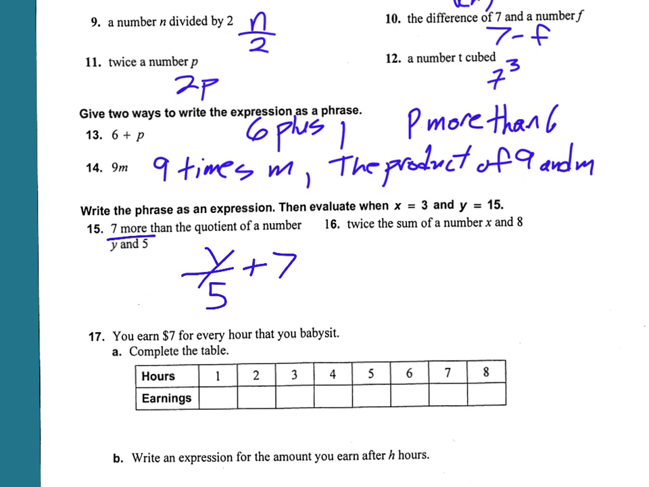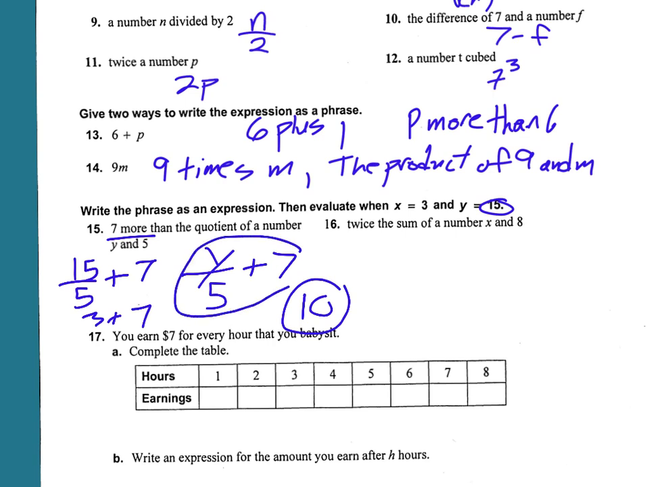Okay, now it wants us to figure out what that is by plugging y in. So let's do that. Let's go 15 divided by 5 plus 7. So that would be 3 plus 7, which is 10. So our answers, there's 2 to it. 2 answers there are both of those.